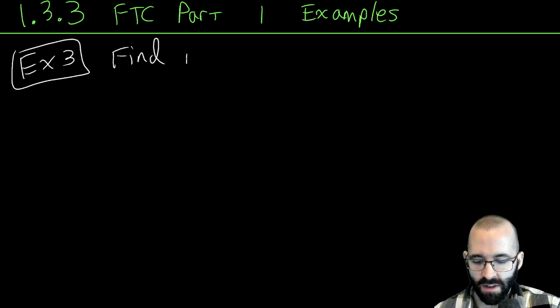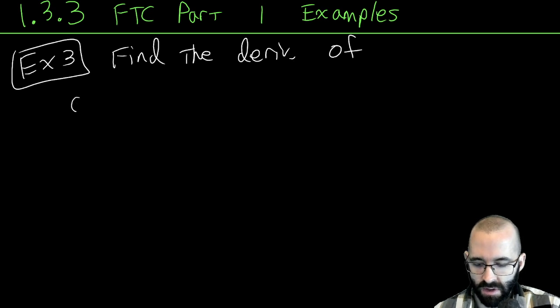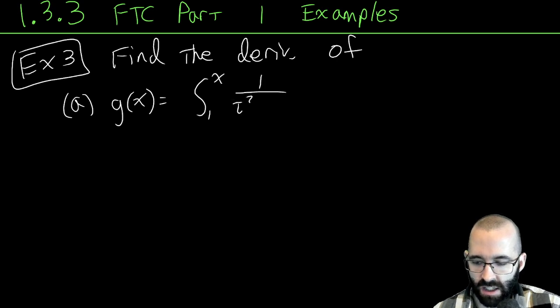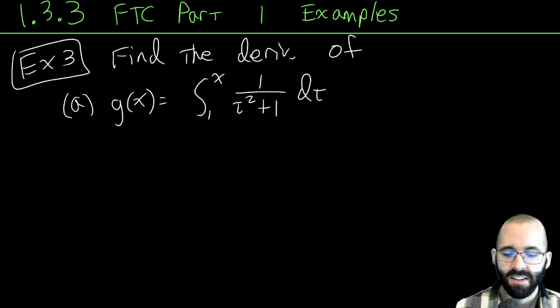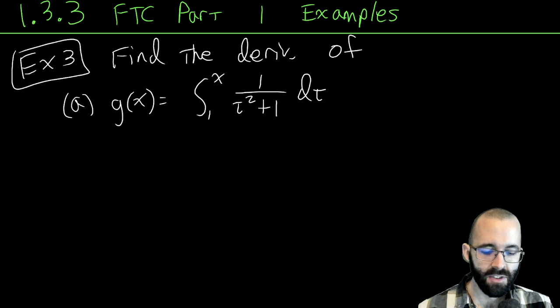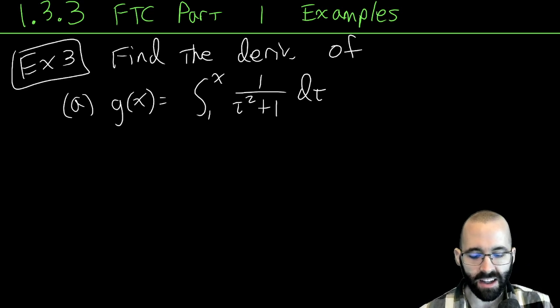Find the derivative of, part A is going to be g of x equals the integral from 1 to x of 1 over t cubed, well, it's t squared now, plus 1 dt. So, this is the fundamental theorem of calculus. Now, it may not look like it.